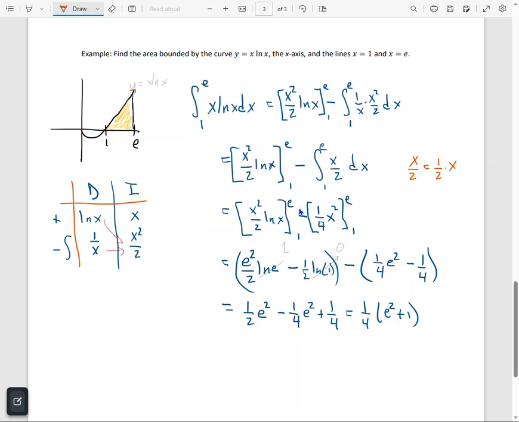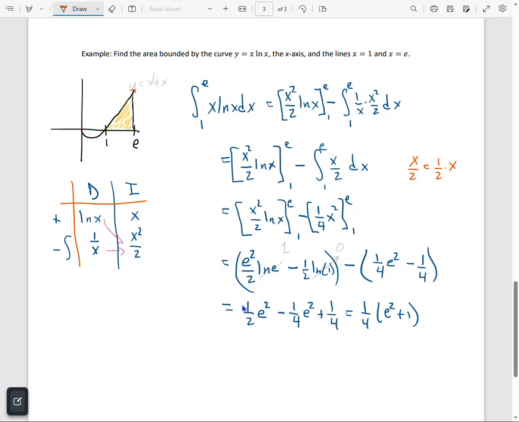So what I did is evaluate both of these at e. E squared over 2 times natural log of e. Minus 1 squared over 2 natural log of 1. Now, the natural log of e is 1, so I just get e squared over 2. The natural log of 1 is 0, so that part cancels out entirely. Minus sign. Now I'll evaluate 1/4 x squared at e. I'll get 1/4 e squared. And I'll evaluate it at 1, so that's minus 1/4 times 1.